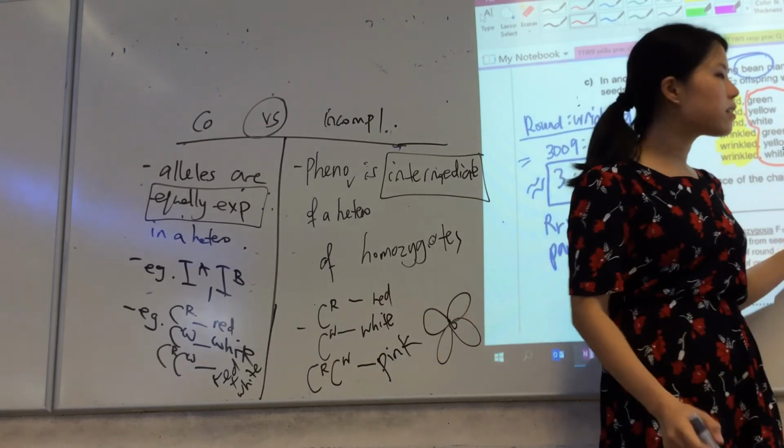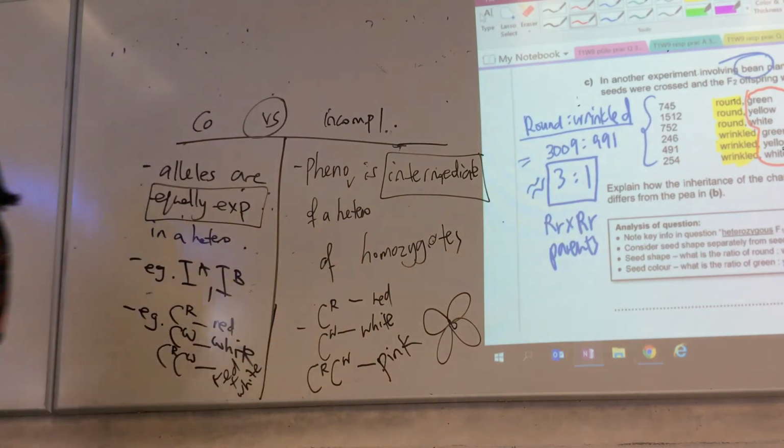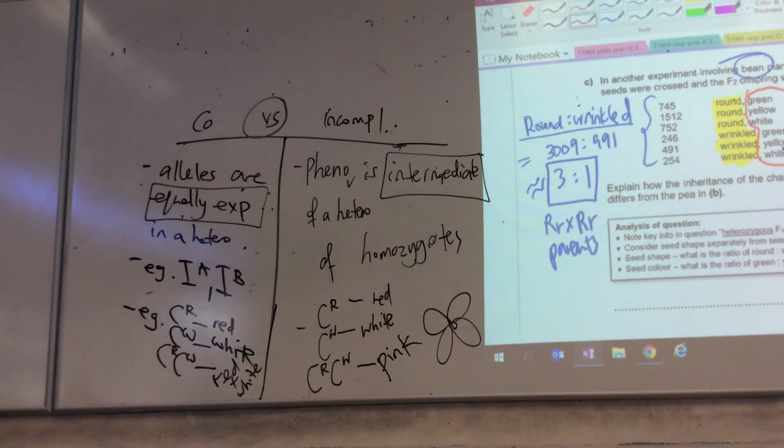So in this question, is it incomplete or is it codominance? It's incomplete. Who is the heterozygote? The yellow. It has to be the yellow. So this is a heterozygote. It is CRCW, depending on what alleles you want to assign. Let me just assign them arbitrarily. Maybe for this one I put CG for the greenness, CW, so this one CG. So this is my arbitrarily assigned alleles.